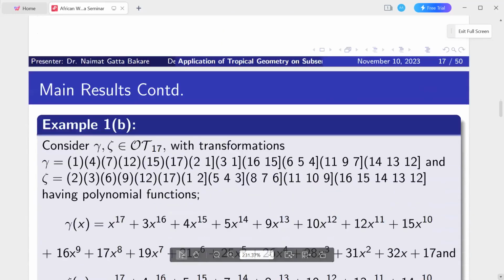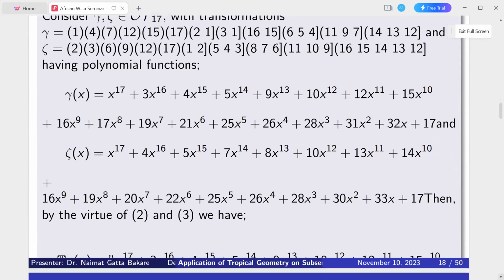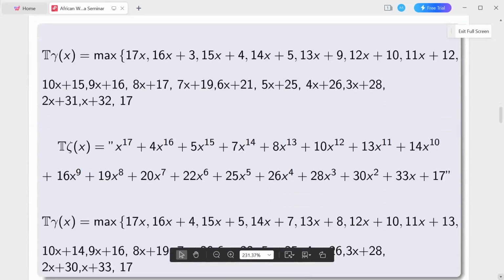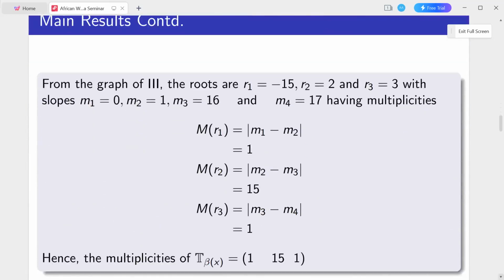That's our first theorem. Then we consider another example, taking a higher value of n, that is taking n to be 17, taking their polynomial, taking their tropical, and plotting their graphs. We equally have the same result. This is the graph of the first polynomial, which is gamma, and the graph of the second one, with different slope and root.